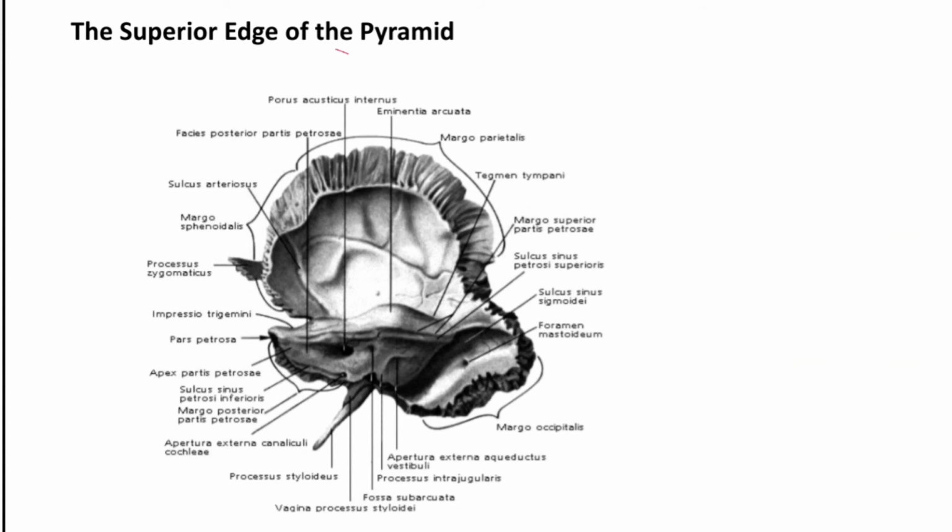The next edge, the superior edge. So this is the superior edge of the pyramid, and there you can see the sulcus sinus petrosi superioris. It's the groove for the superior petrosal sinus, right? So what passes through there is the superior petrosal venous sinus.